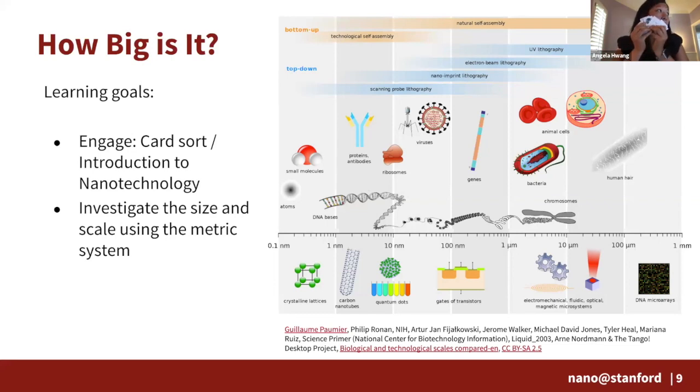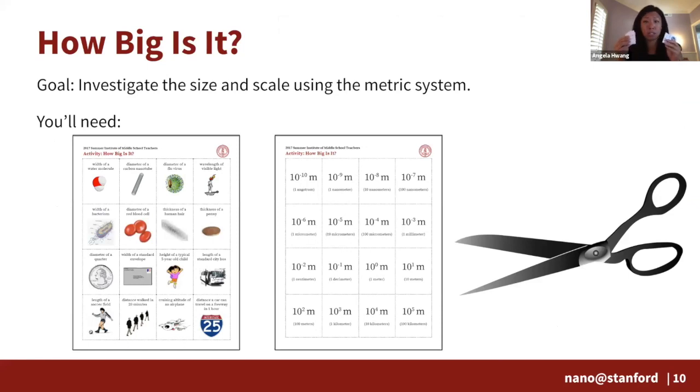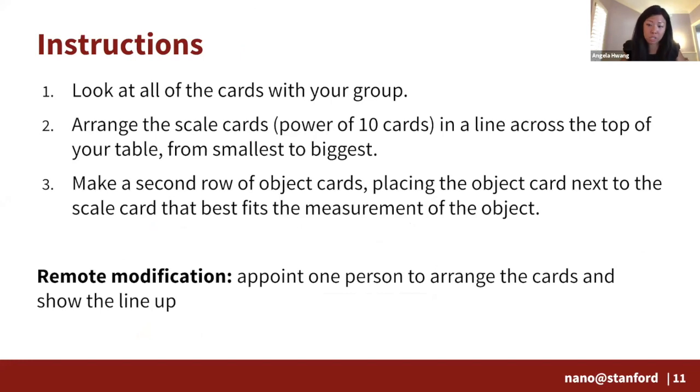All right, so what we're going to do is spend a few minutes. The whole goal is to figure out the size and scale using the metric system. You have two sets: one is the objects on the left and the scientific notation on the right side. I think they should be separated out, so you'll separate them out. And then we're going to get into groups. We're going to spend about 10 minutes doing this.